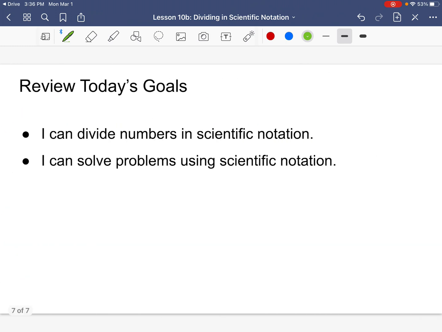So you saw today how to divide numbers in scientific notation and how to solve problems using scientific notation, and that's the end of today's lesson.